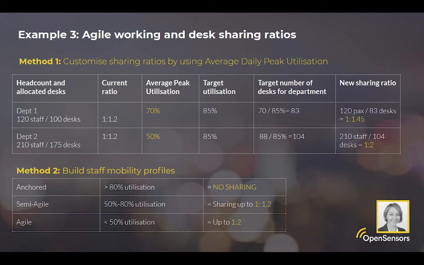And the second method is a bit different, a different approach, which is profiling employees by their individual mobility profiles. With the help of automated occupancy, we can drill down to the level of a single desk in an organization of any scale. And we can see who is anchored, not very mobile, desk bound, who is semi-agile, spending about 50 to 80% of the working time at the desks and the rest of the time elsewhere, and who is agile.